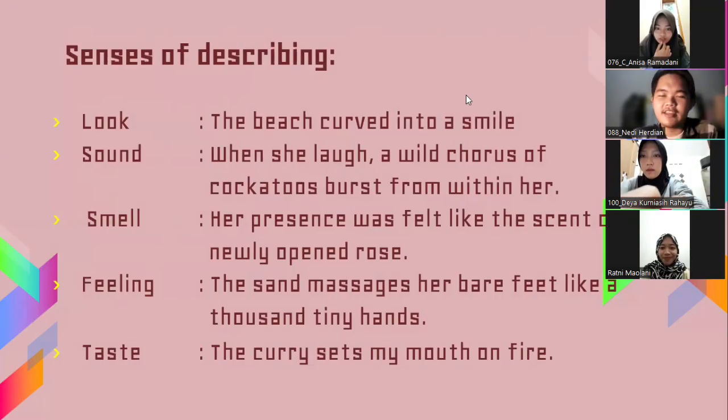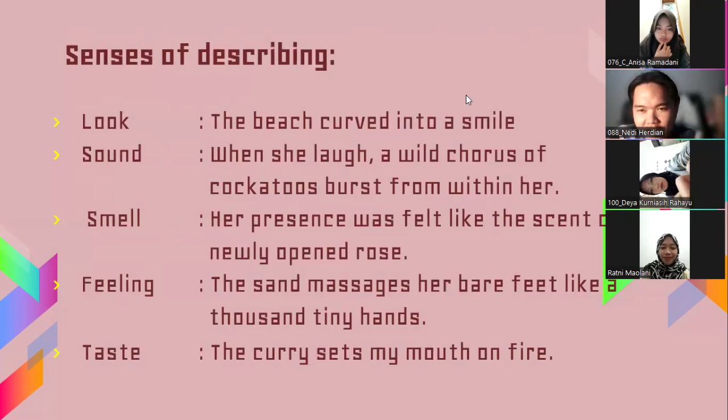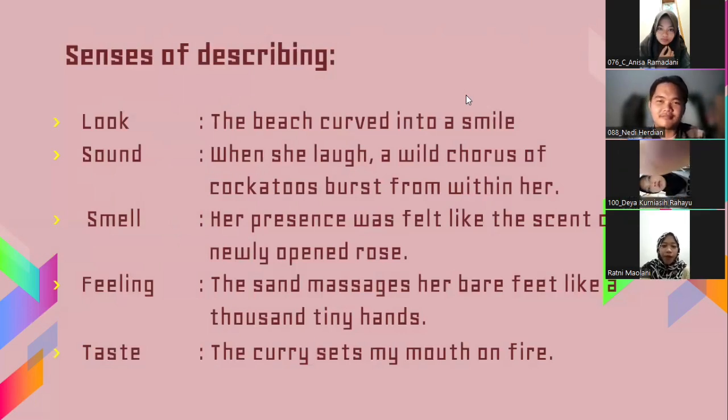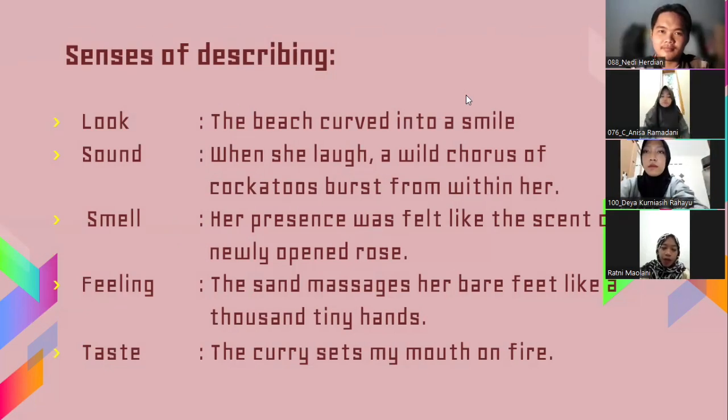Okay, for the next material, I will give it to Ratni, please. Okay, thank you, Nedi, for the change. I will explain about the senses of describing. There are some senses of describing, like vivid sensory detail in a descriptive text. They are look, sound, smell, feeling, and taste. And here are some examples for the senses of describing.